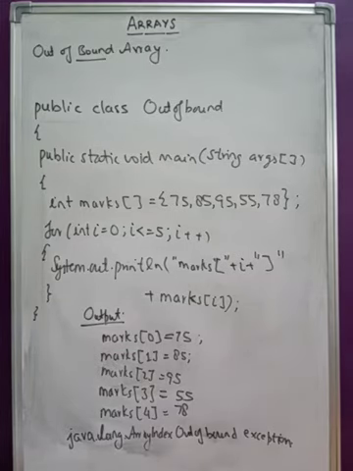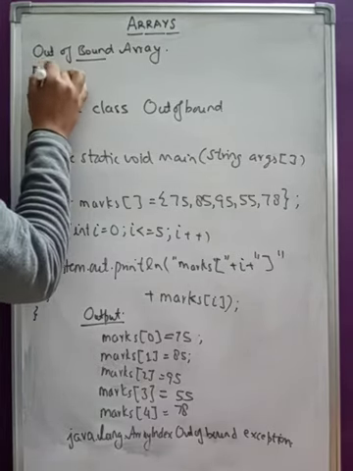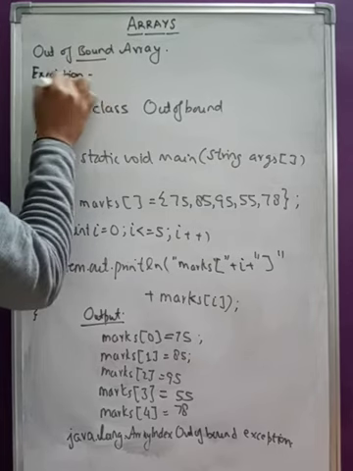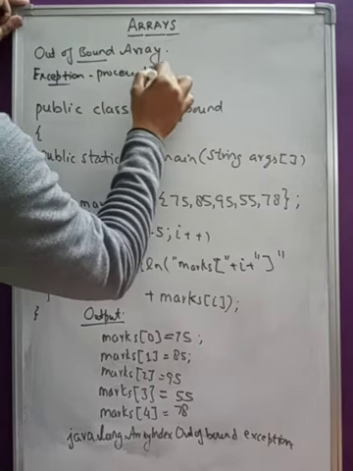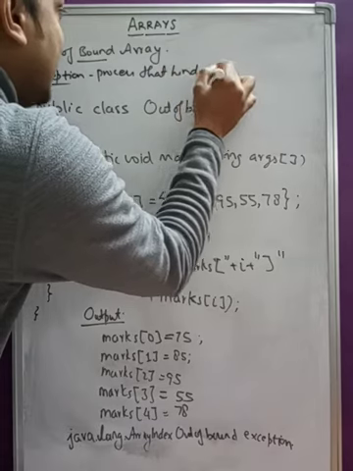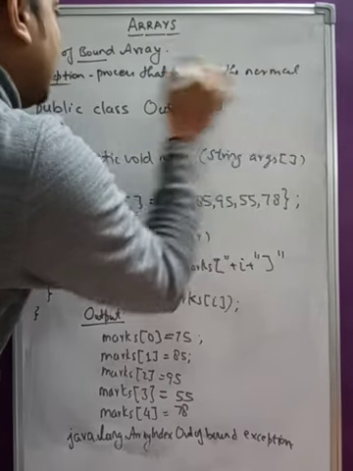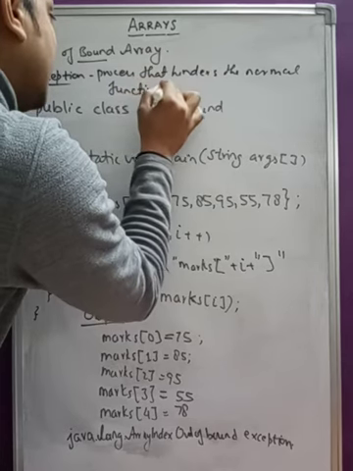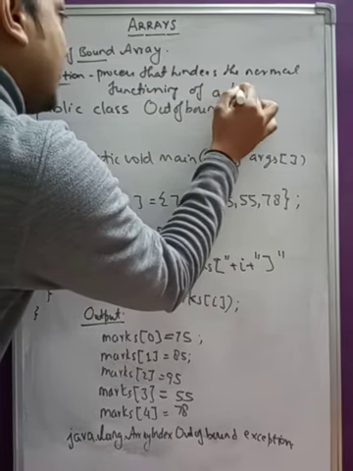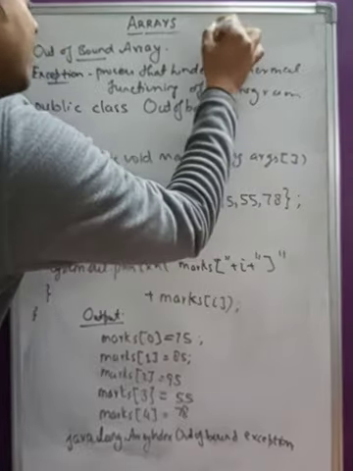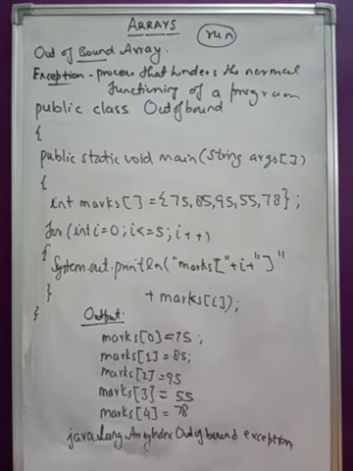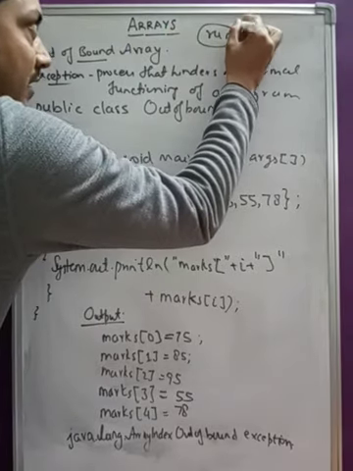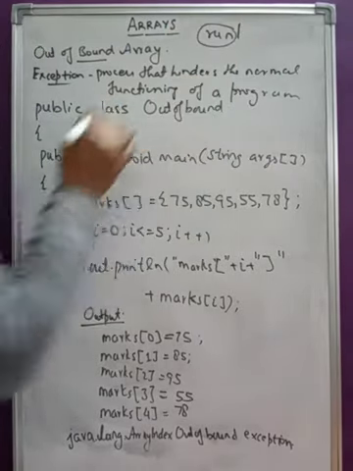Okay, the term exception you have already read. That is, exception is a process that hinders the normal functioning of a program. That means, suppose a program is running and it encounters an exception. So what will happen? The program will not run as expected.